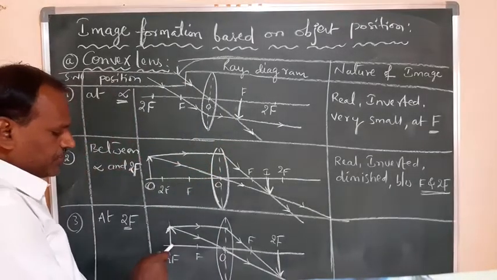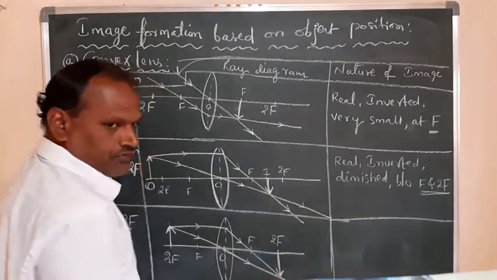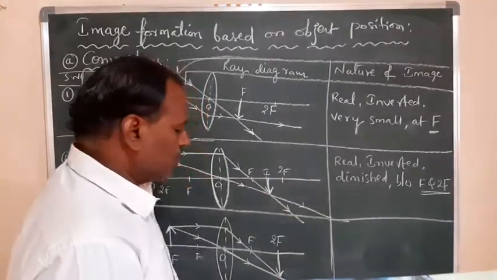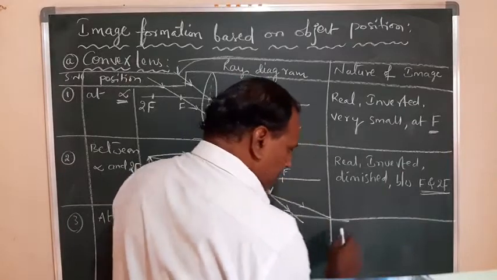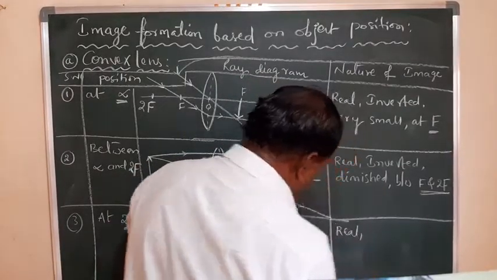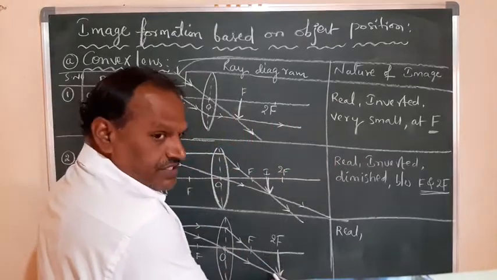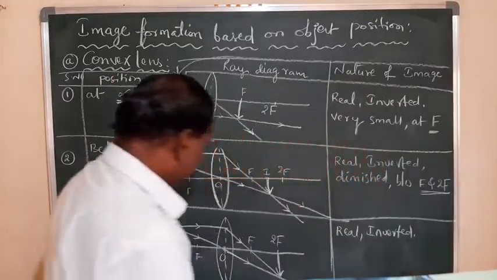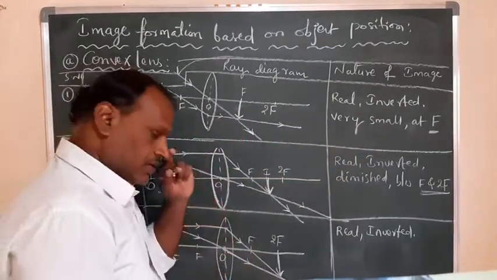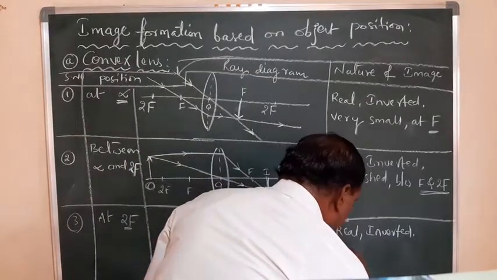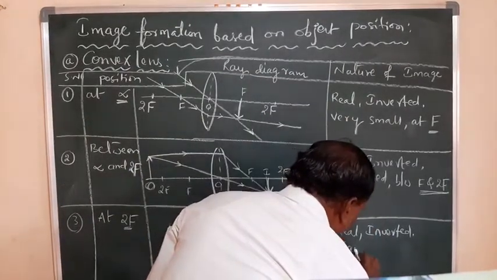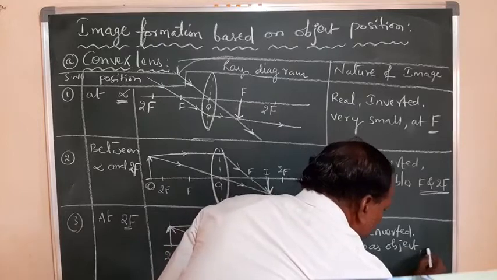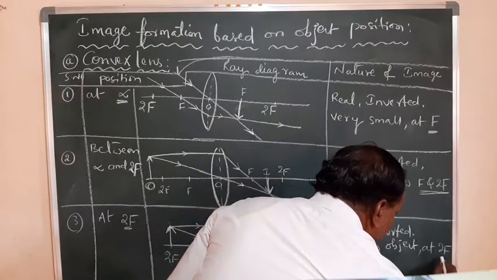See this, when the object is at 2f, the image also forms at 2f, right? That means the size of the object and the size of the image are equal. So what is the nature of the image here? It is a real image. And what is the nature of this one? The arrow mark is upward, but here it is downward, meaning it is inverted, and the size of the object and image are equal. That means the size is the same as the object. And where will it form? It will form at 2f only, at 2f.